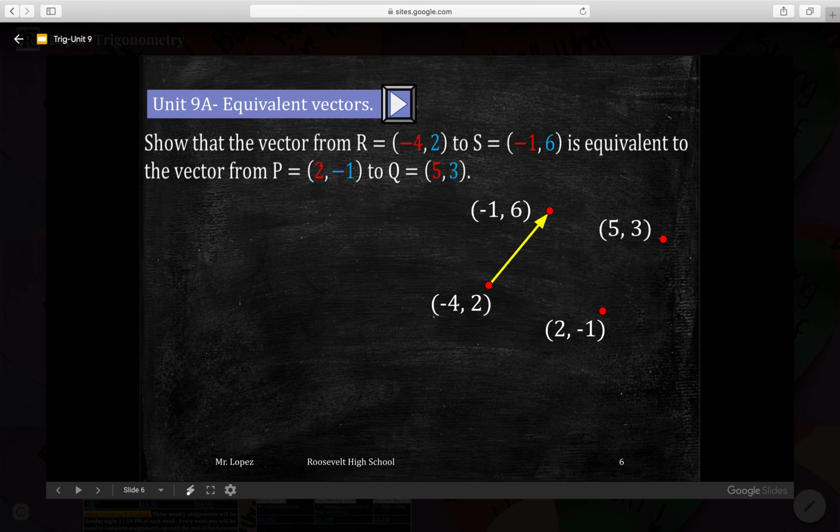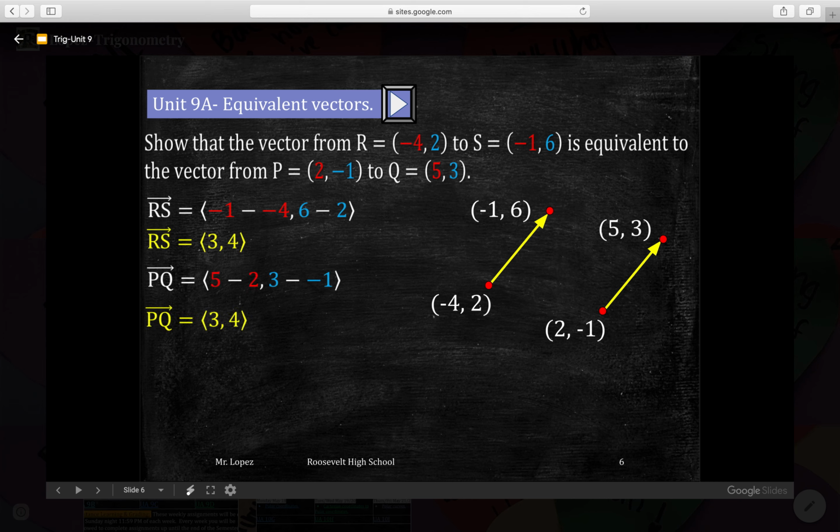We're going to do it for the PQ, which is (2, -1) and (5, 3). Do the same thing. 5 minus 2 is 3, and 3 minus negative 1 is 4. Basically, both of these have to be the same vector because they have the same components. Let's do the math. You can go at your own pace on this one. As you can see, that's what I just said earlier, and it's the same thing for PQ. Therefore, vector RS is equivalent to vector PQ.